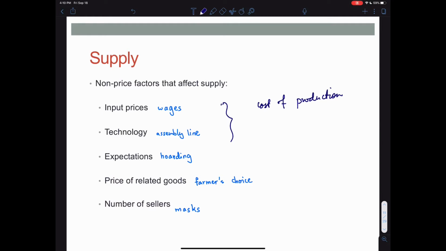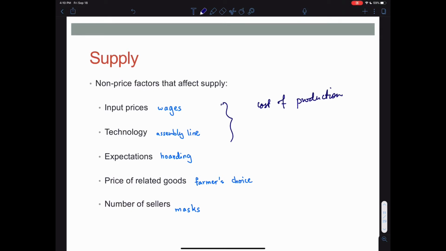Another reason that you would want to supply less or supply more is if there's a change in technology that affects your cost of production. This technology could be in the form of a new gadget, a new software, a new machinery, but it could also be production innovations or processes like the assembly line.